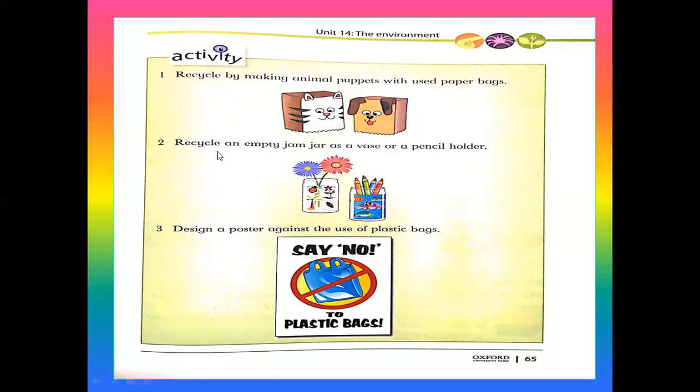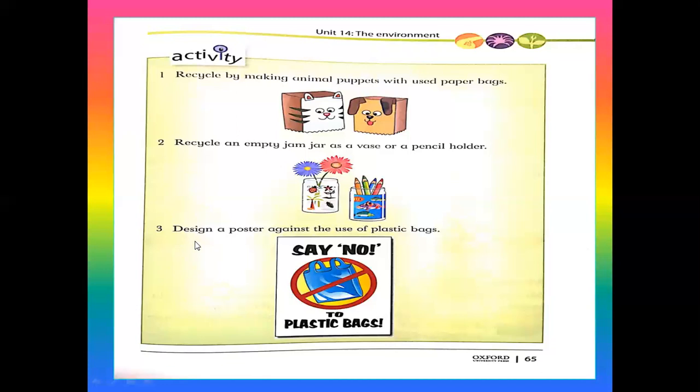Number two, recycle an empty jam jar as a vase or a pencil holder. You can see these are empty jars, and you can make a new thing from these jars by the process of recycling, like pencil holders or a vase. You can see here this is a vase and this is a pencil holder. And you students, especially, you should make it. Do this activity. This is very interesting. So make your pencil holder by using an old jar.